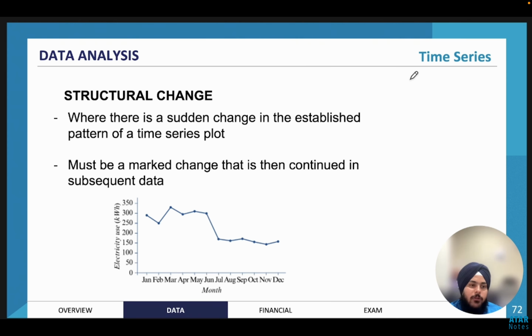Okay, so now we'll look at structural changes. Structural changes are rapid changes in the data which divert the data from its normal patterns, such as shown here. We have the data consistent, and then there's a sudden change which drops the value by so much. There could be a variety of different reasons which might contribute to this, but essentially it's just a sudden change in the established pattern.